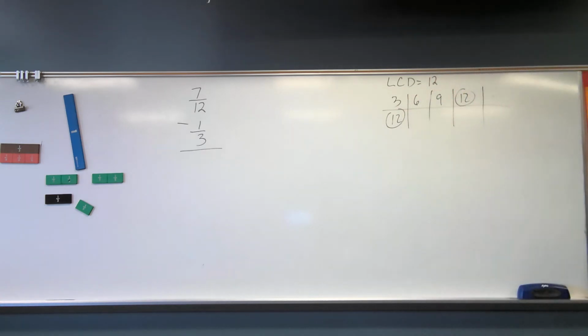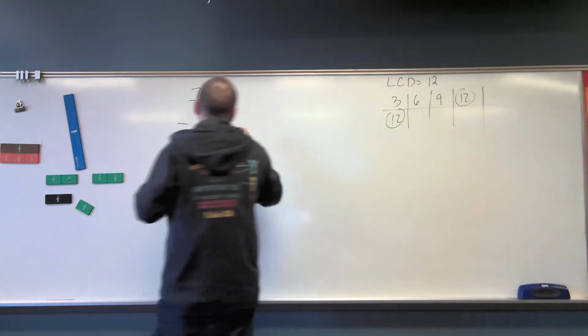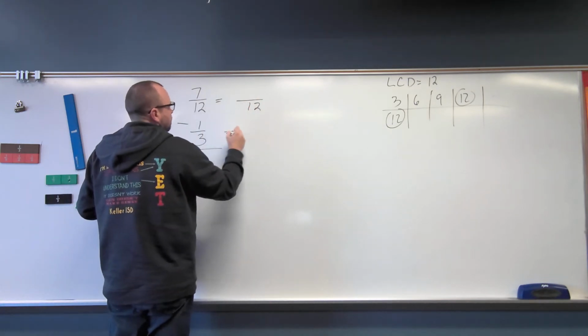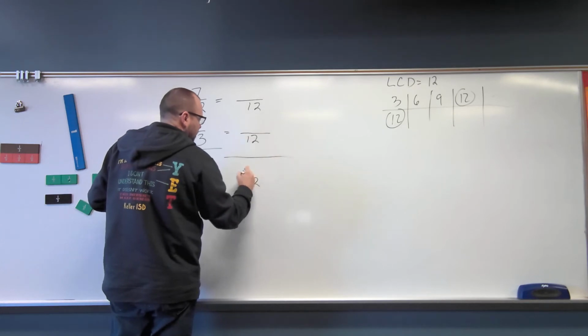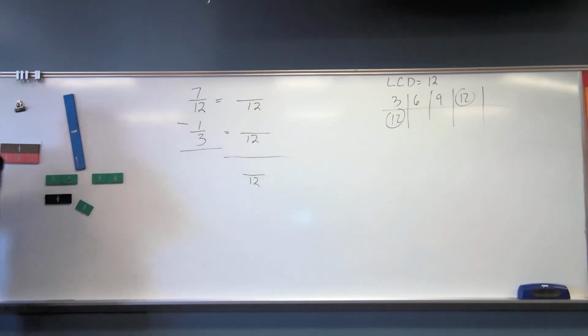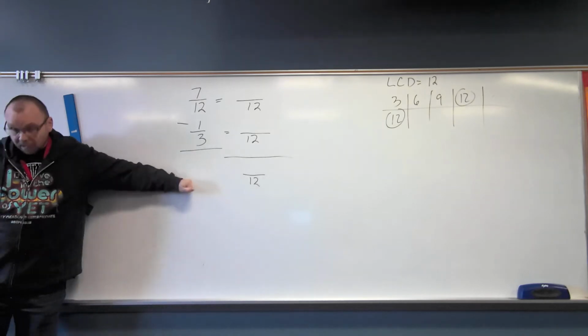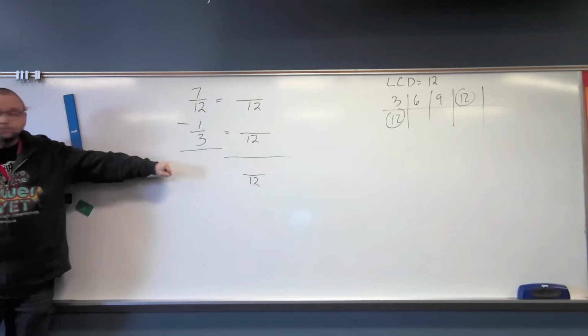So that's the first thing you're going to do, is find your least common denominator. I have to change both of these fractions so that they have a denominator of 12. I don't want to change their value. I know when I add fractions, I do not add the denominators, or subtract fractions, I do not subtract the denominators. So I know my difference is going to have a denominator of 12.